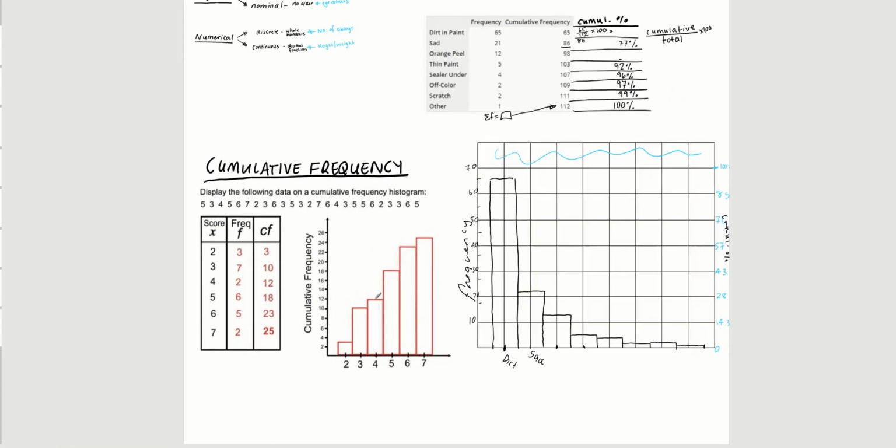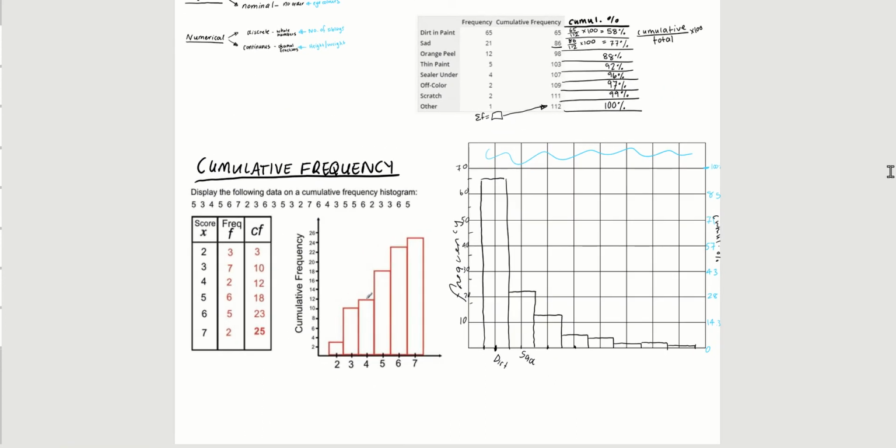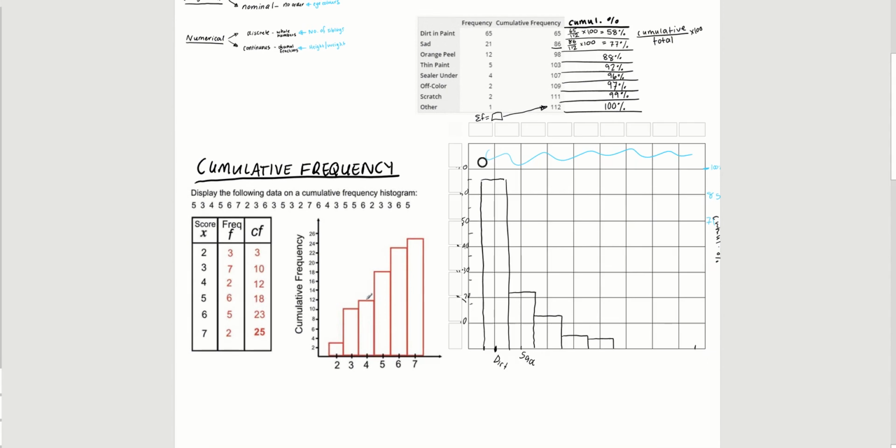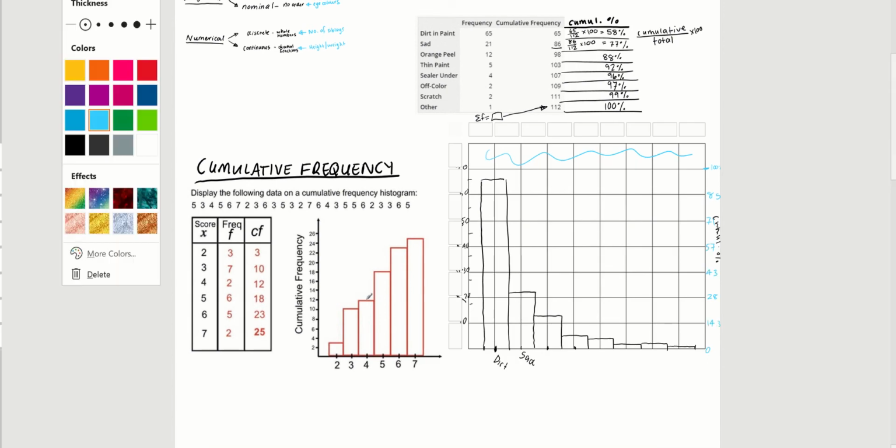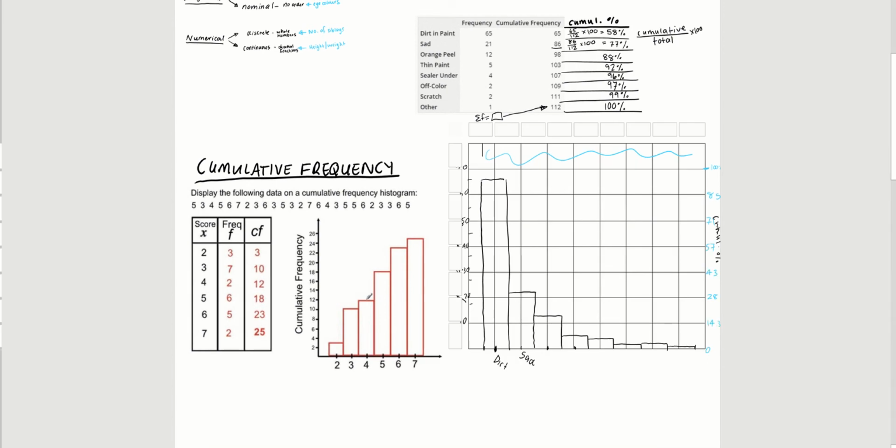But let's get to the idea behind it. Now what I need to do is fill in my cumulative percentage. So my cumulative percentage for the dirt in the paint was 58. So I find 58% in here, and it's just above that, so I put a dot smack bang in the middle. Now for sad, I go to 77. But remember, it's not 77 on the left-hand side, it's 77 on the right. So that's just above there, so it's going to be roughly about there. And yours will be better on paper.